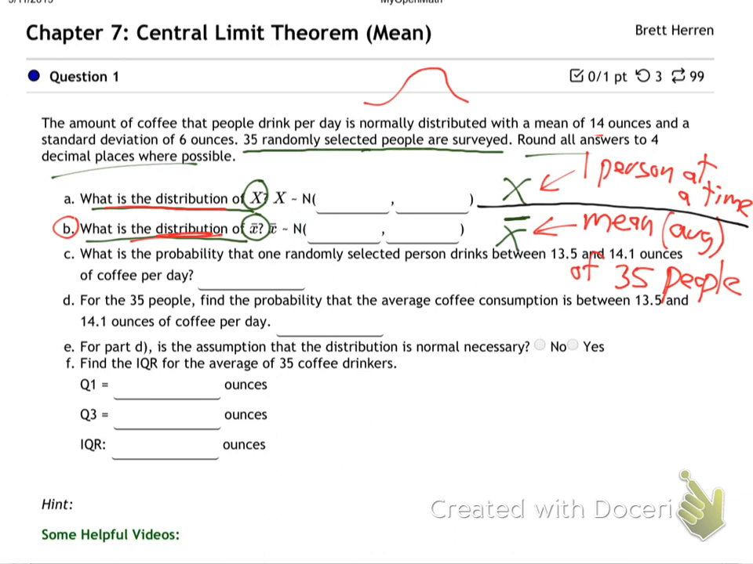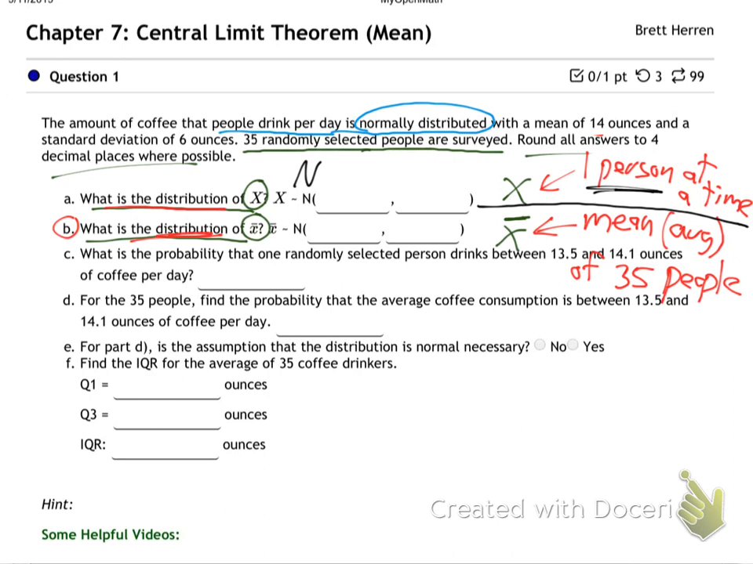Well, when they give me this normal distribution, the big N here, they're saying, okay, the one at a time, is that normally distributed? Now, for our dice, it wasn't. Remember, when we started with one die at a time, it was uniform, wasn't it? It wasn't a bell curve. But they told me right here that even the one at a time is. People drink per day is normally distributed. So even the amount of coffee one person at a time drinks is normally distributed.